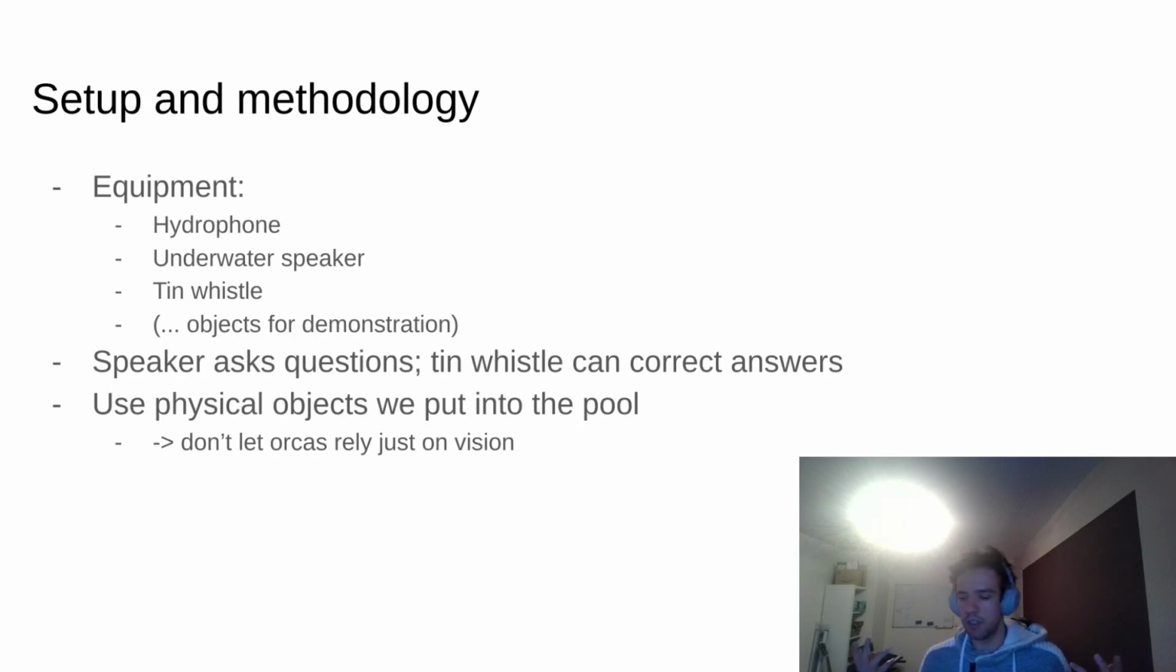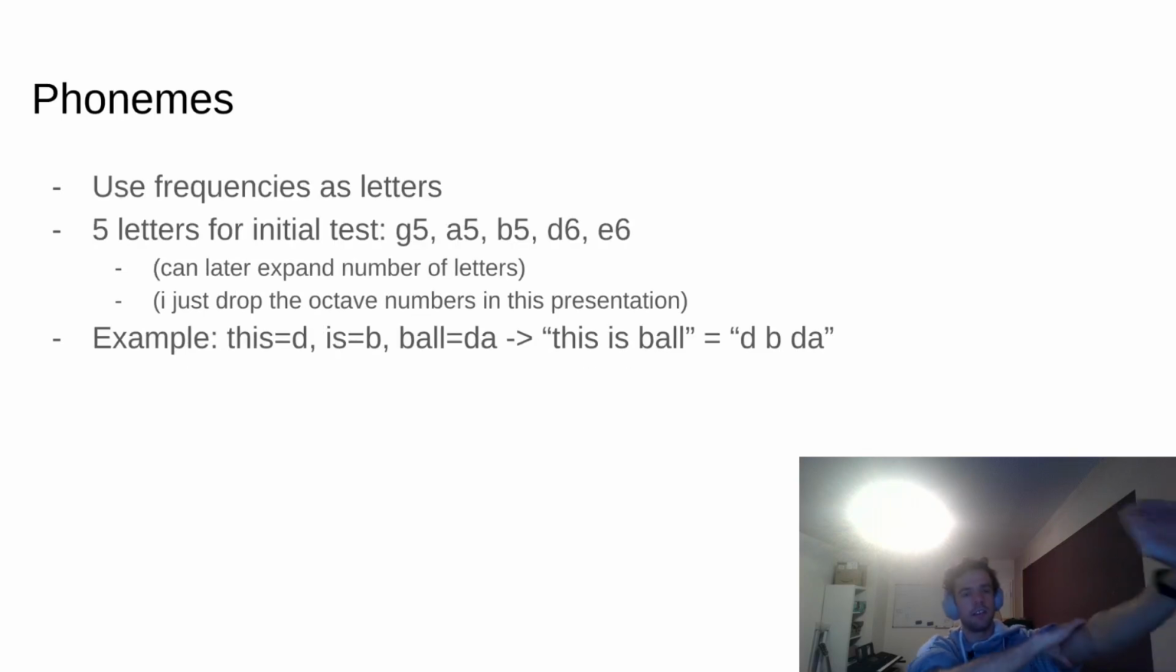The setup would be that we would need to be at a facility which has orcas and allows us to do the experiment there, and then we would put a hydrophone into the water, an underwater speaker into the water where we can play sounds, and have a tin whistle. A tin whistle is this instrument. It's a quite high-pitched instrument, and why this is useful will become clearer later. I will say it later with examples.